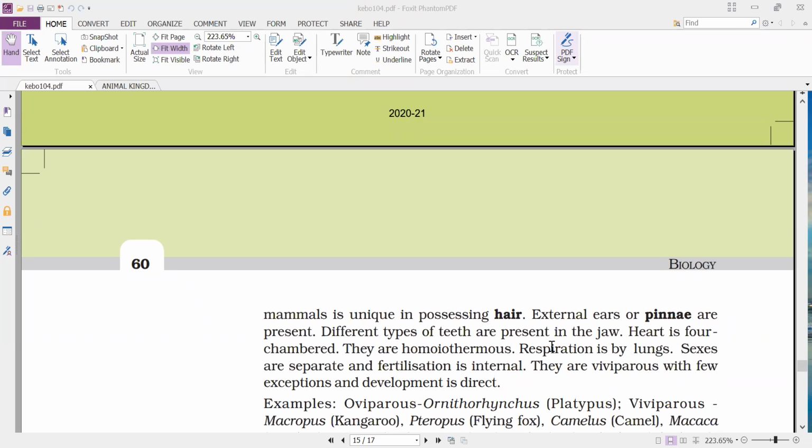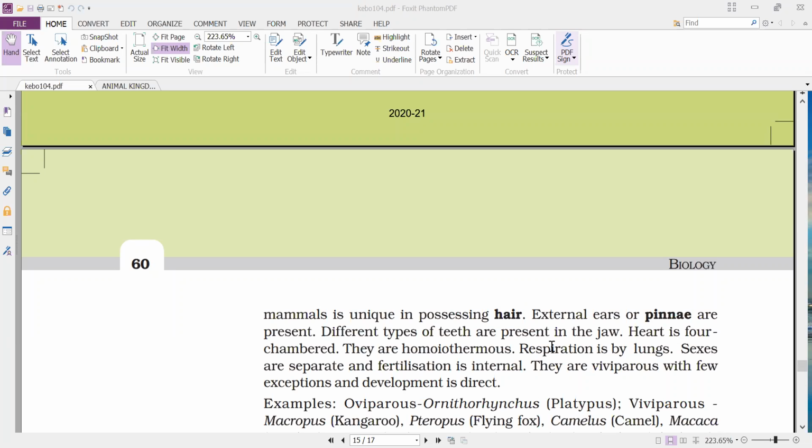And next, the heart is four chambered. That means we'll find two upper auricles and two lower ventricles, which are completely separated. And next, they are homeotherms. That means they are warm-blooded animals, or endotherms, or homeotherms. They maintain their body temperature constant, as we observe with reference to birds also.